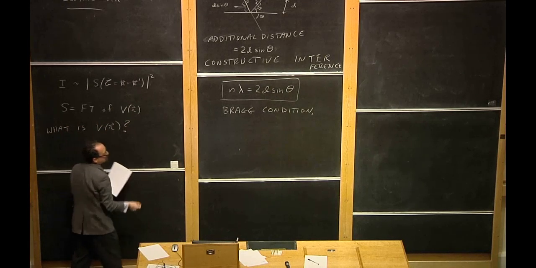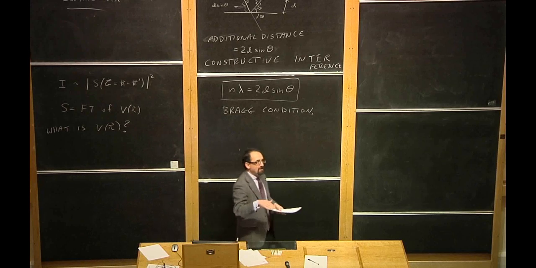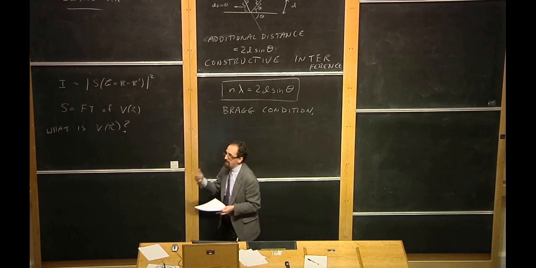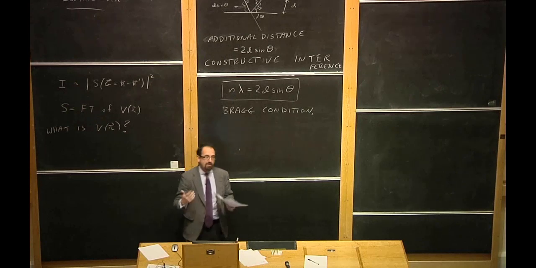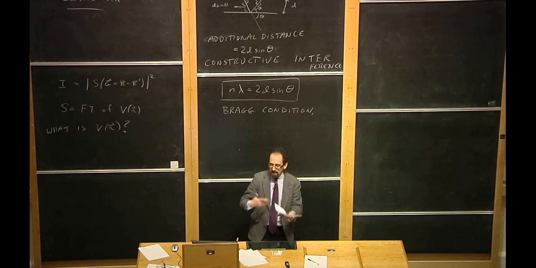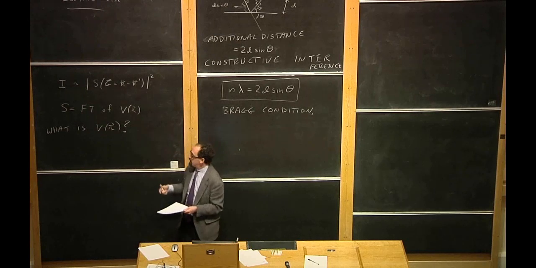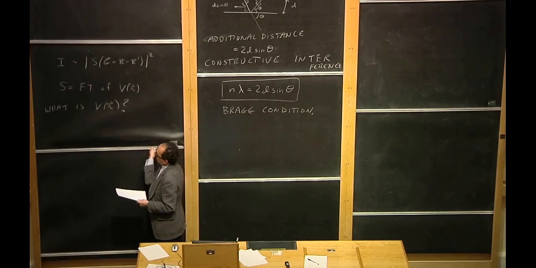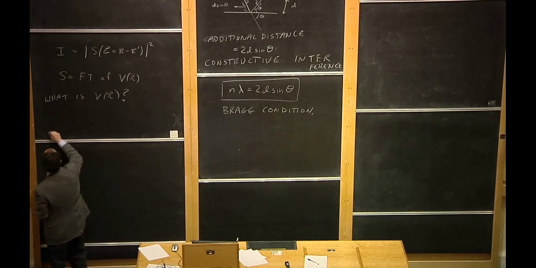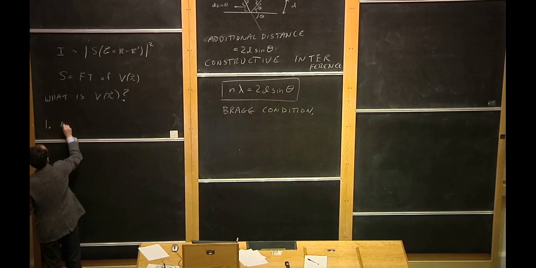What V of r is, what the potential your wave feels as it goes into the crystal, well, it depends on the crystal, but it also depends on what kind of wave you're using. The wave interacts with the crystal very differently depending on the type of wave that you're using. So the easier case to think about is neutrons. So case 1, neutrons.